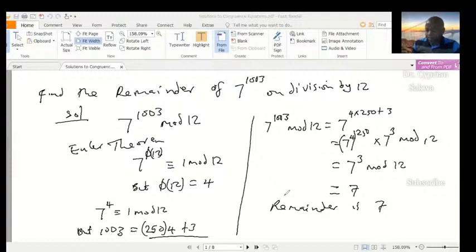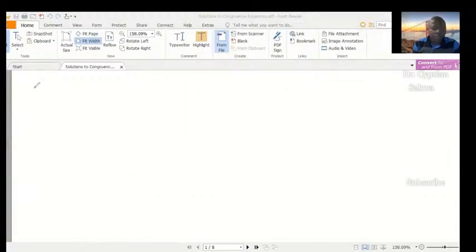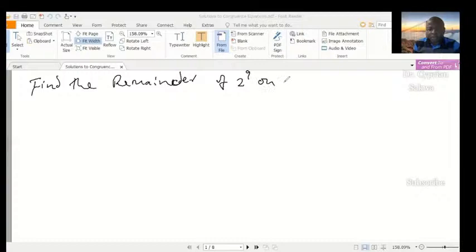Let's look at another question. The other question is: find the remainder of 2 raised to 9 on division by 12. What this means is that we find 2 raised to 9 mod 12.